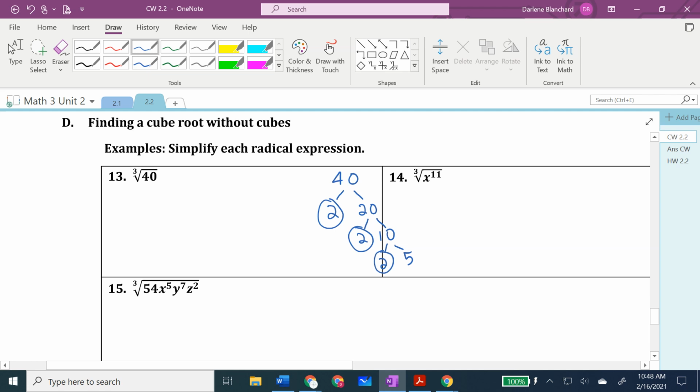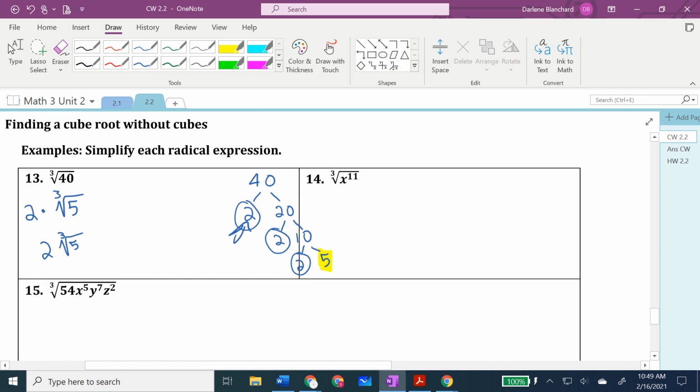That means that this number that is showing up 3 times, times the cube root of whoever was not able to show up 3 times. Know that if you read this in type print, it will look like this. But I'm going to continue to put a multiplication symbol there to make sure that you are clear 3 is the index.